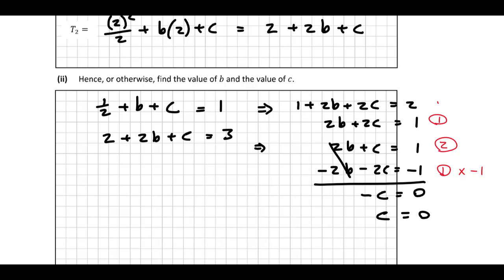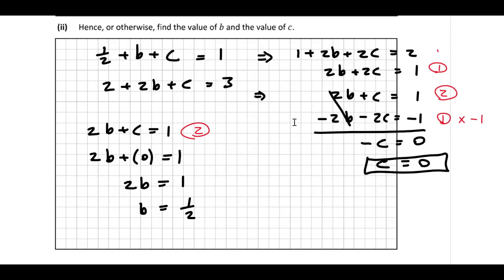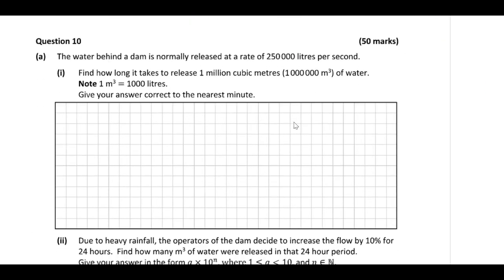I've found c. Let's see if we can find b. So take one of the equations. Let's take 2b plus c is equal to 1. That's equation number 2. And just substitute in 0. So we've got 2b plus 0 for c is equal to 1. That gives you 2b is equal to 1. That gives you b is equal to a half. So now we have b as well. So we have b is equal to a half and c is equal to 0. That's it. That's actually it for that question.